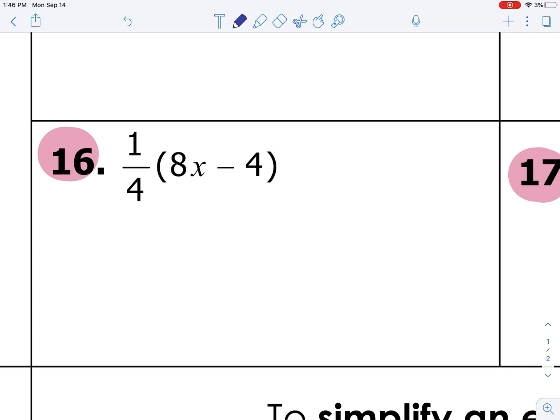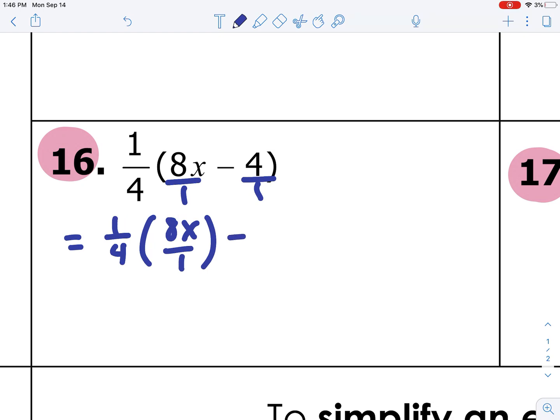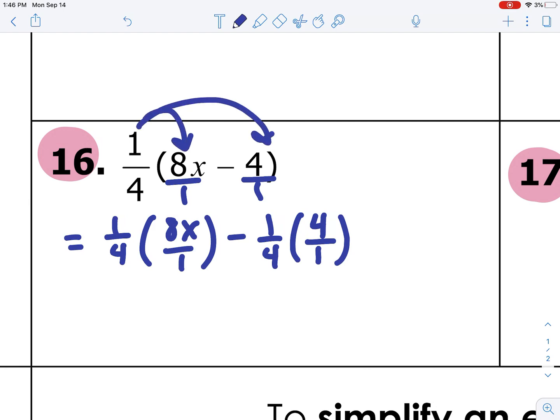For this one, we see we're distributing a fraction. In order to multiply fractions together, we multiply the numerator times the numerator and denominator times the denominator, so we multiply straight across. So if you want to, go ahead and put each of these numbers over 1. Now this first step that I'm writing is not necessary. If you don't need to write out this step, you don't have to. All I'm doing is taking the 1/4 and distributing it to the 8x as well as to the negative 4.